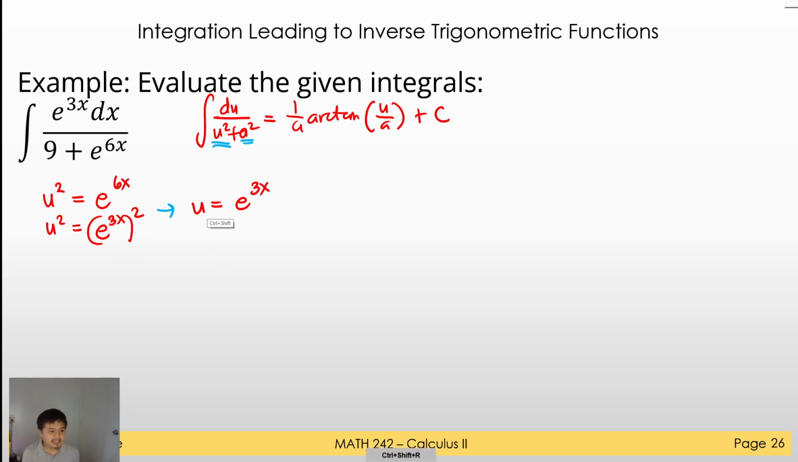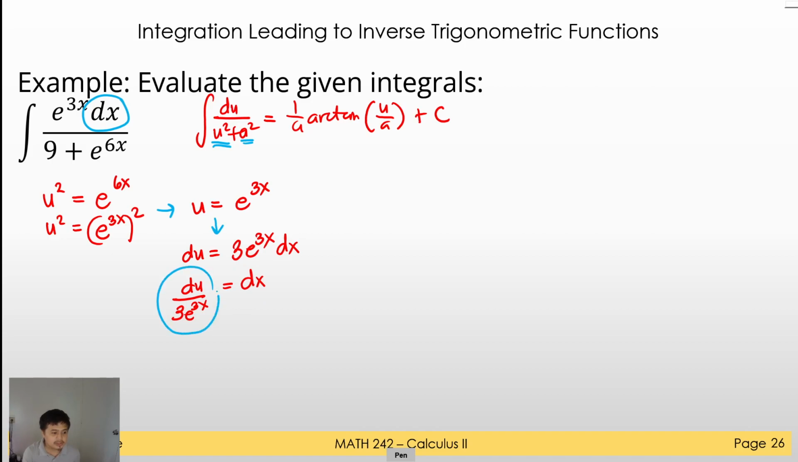And if we find the derivative of this e raised to 3x, this will be just 3e raised to 3x dx. Simplifying this, we have dx equal to du over 3e raised to 3x. If we substitute this dx, we can cancel out this e raised to 3x. So that will be the strategy. And then don't forget this 9. So a squared is equal to 9, therefore a is equal to 3.